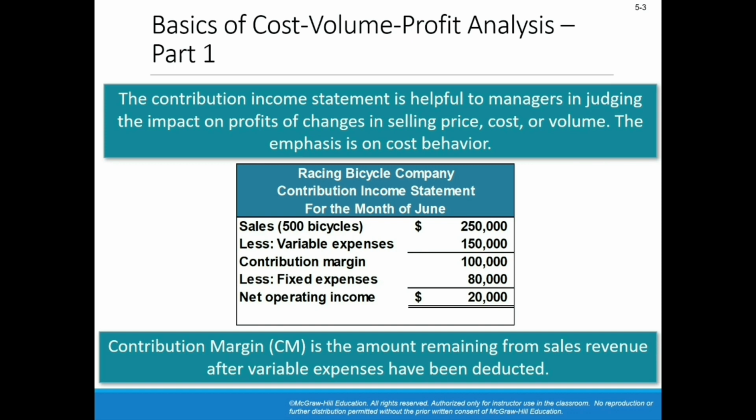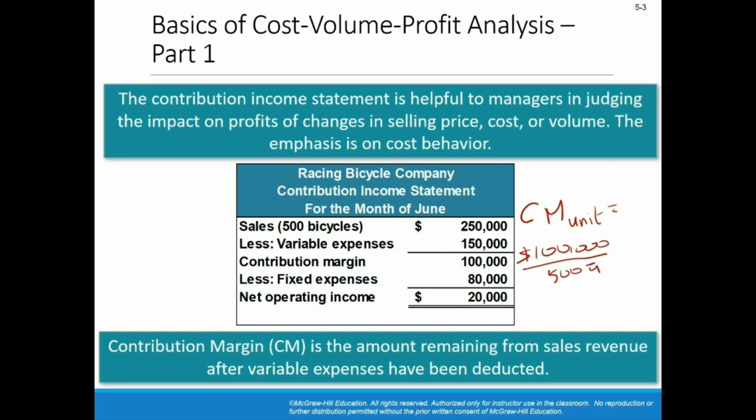The variable expenses are $150,000. So each bike has a variable expense of $300. I'm simply dividing the total by the number of bikes. This yields a contribution margin of $100,000 for all of them. So the contribution margin per one unit, which we call CM unit, is equal to the $100,000 divided by the number of bikes, which is 500 U or units.